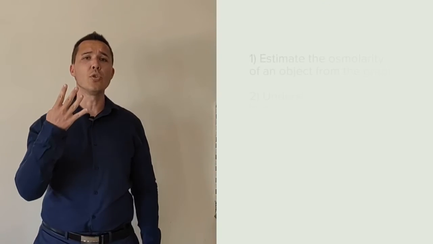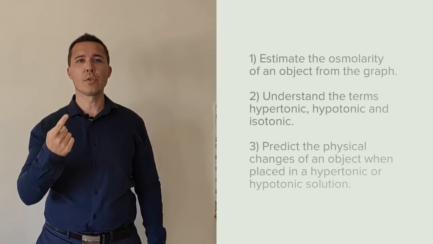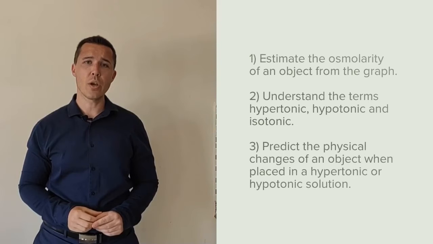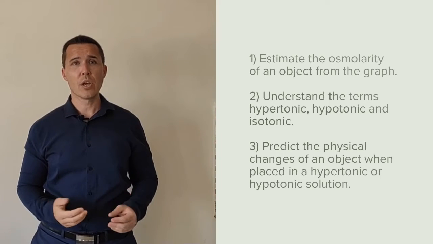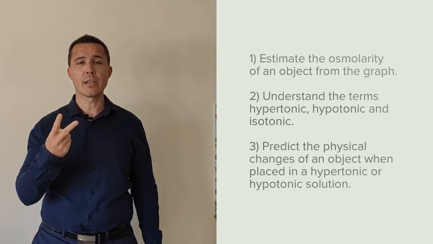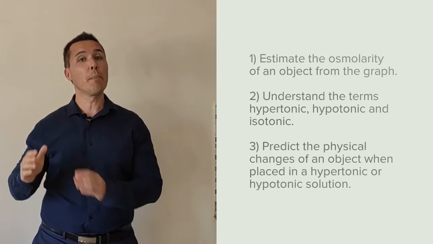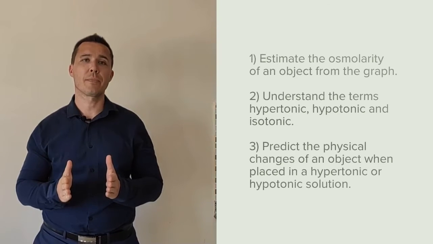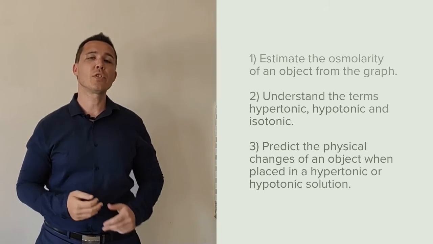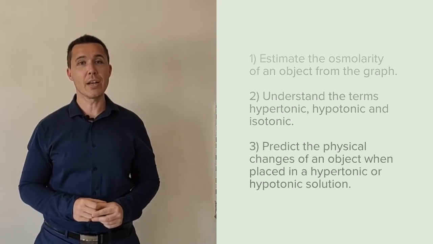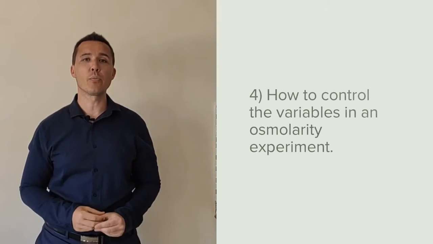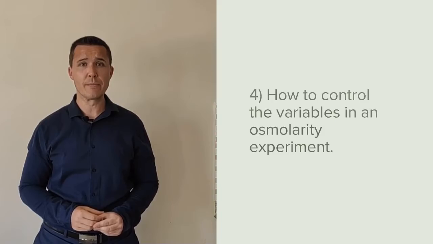So there are 4 things that you need to be able to do. The first, estimate the osmolarity of objects using a graph that is given to you and suggest why there might be differences between the objects. Second, understand the terms hypotonic, hypertonic, and isotonic. Third, predict the physical changes of an object when placed in a hypotonic or a hypertonic solution. And fourth, how to control the variables in an osmolarity experiment.